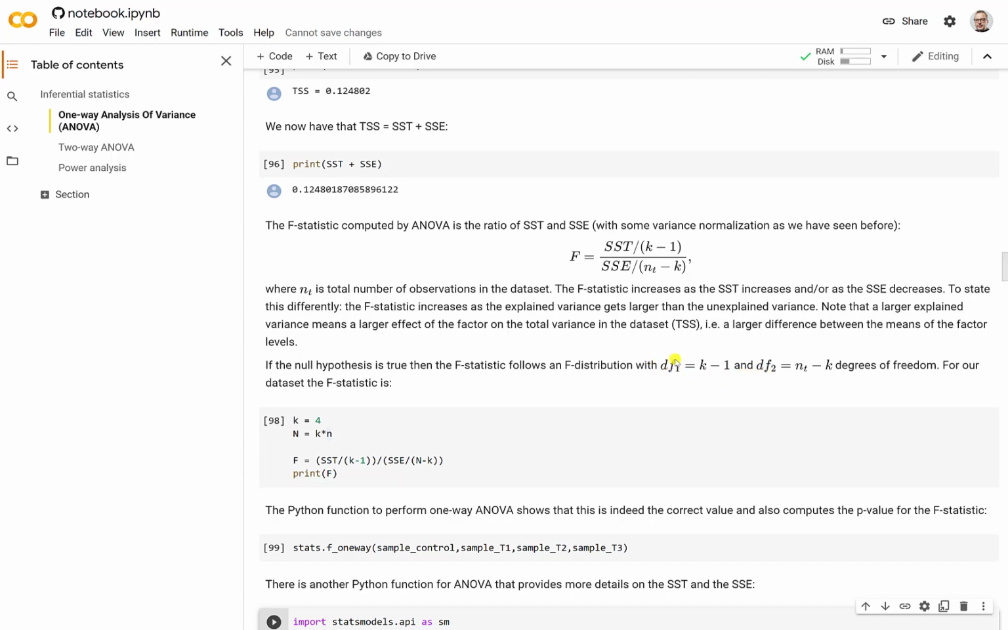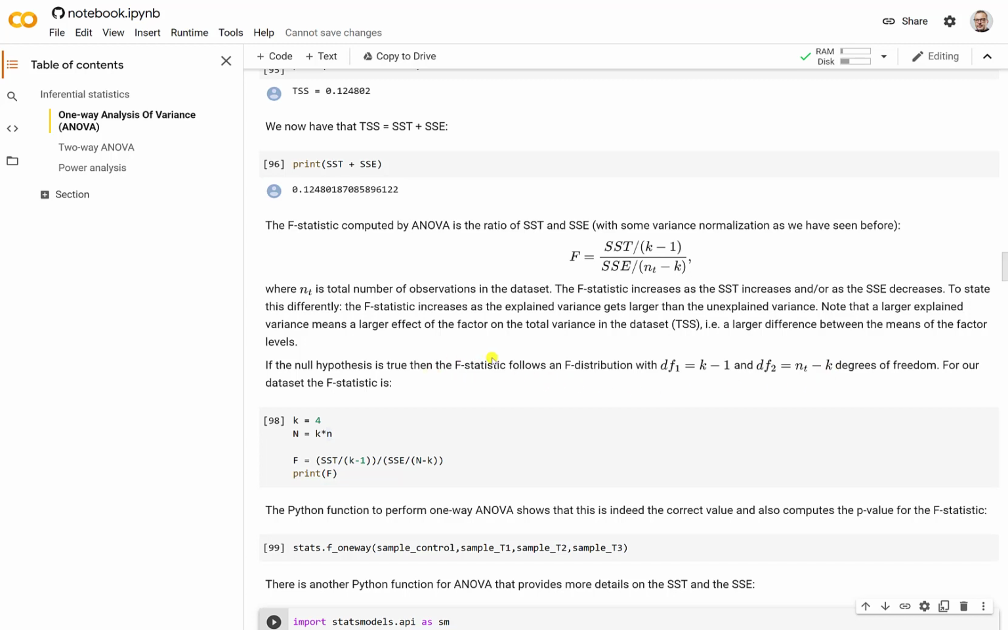So the first one is based on the number of levels, the number of groups, so in our case that would be 4, and the second one is based on the total number of observations. So since we have 4 groups with 12 observations, that would be 48. Okay, and in this case also on the groups.